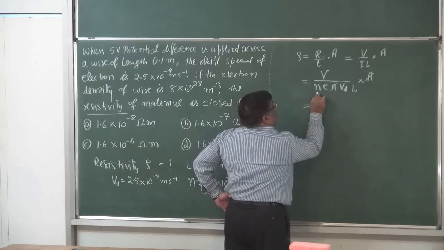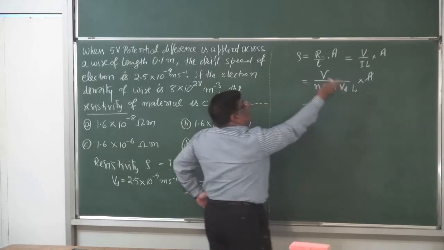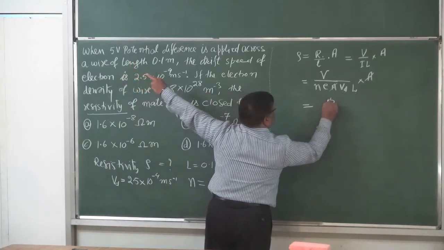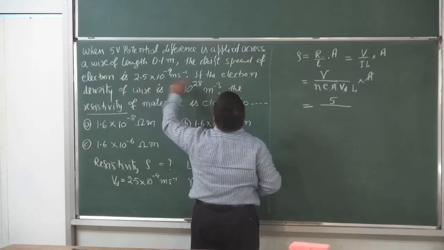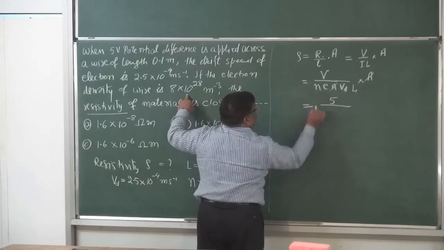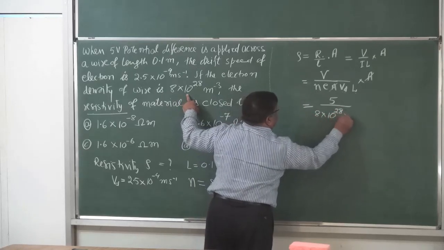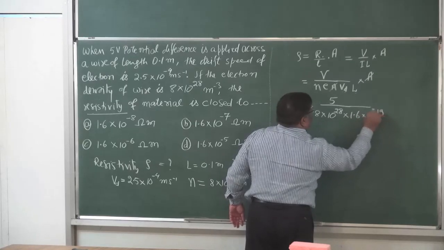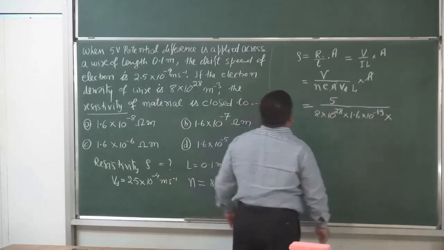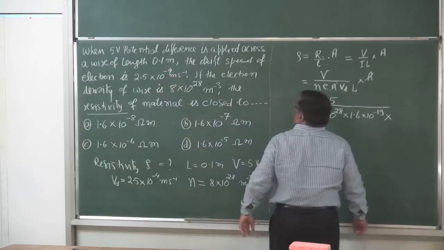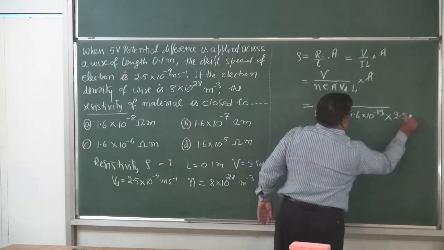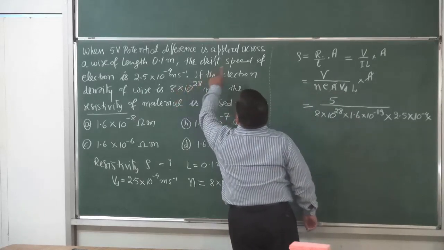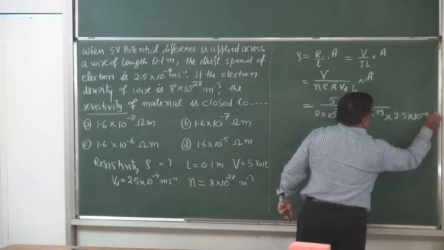Now voltage is given, N is given, E we have in knowledge, drift velocity is given, L is given, put the values and you get it. Okay, let's put the values. Voltage is 5 upon N, electron density 8 into 10 to the power 28, into 1.6 into 10 to the power minus 19, into drift velocity 2.5 into 10 to the power minus 4, into length, which is again given to us, 0.1.